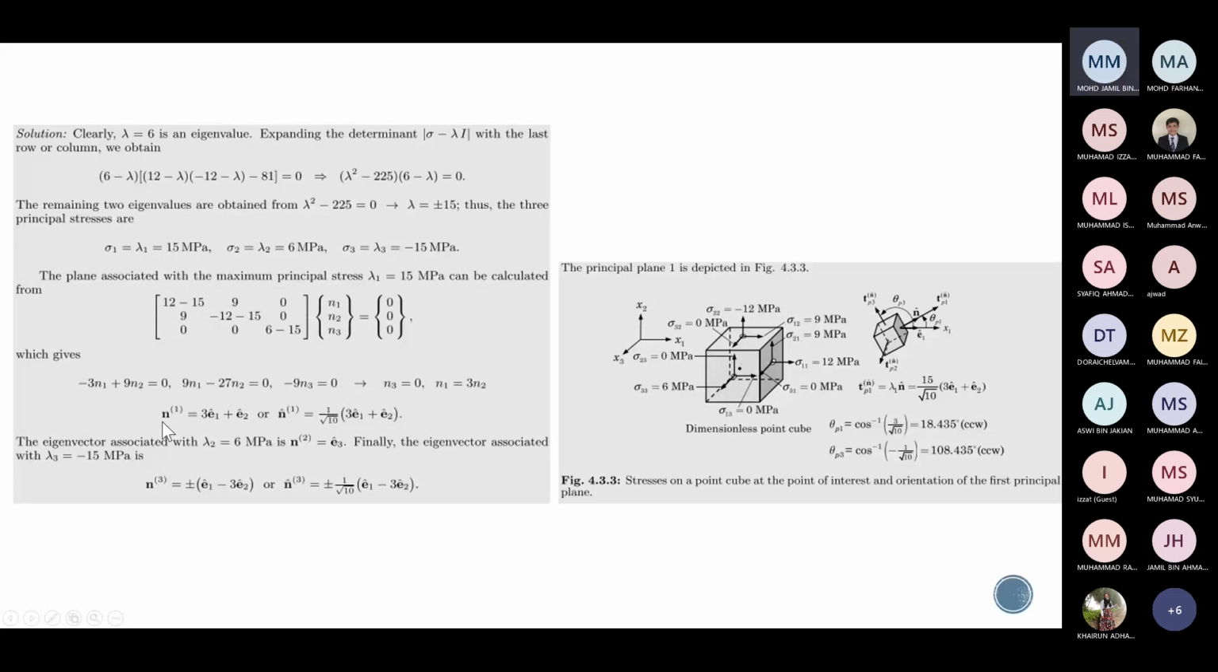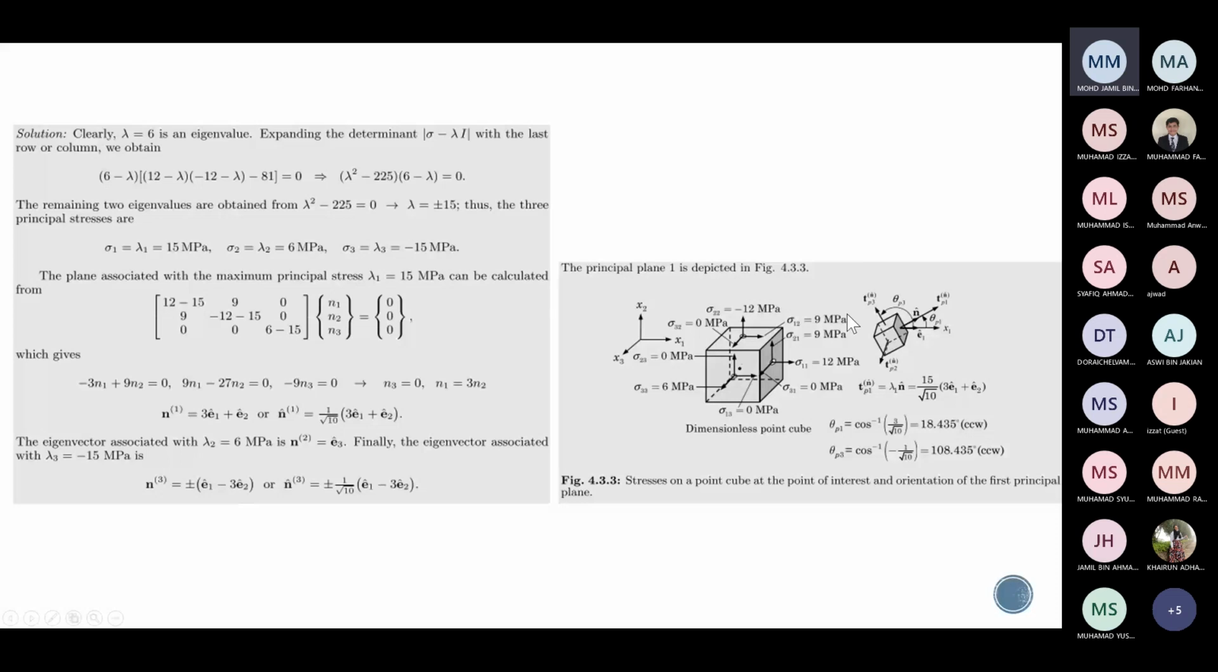You get the first plane, n1, as 3e1 plus e2, and then the second plane is n2 equals e3, and the third one, n3, is e1 minus 3e2. You can try finding these eigenvectors later on. It's similar to what we have learned last time.